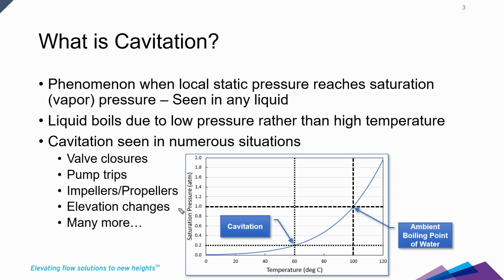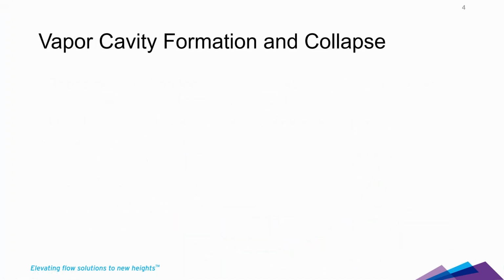You're also very likely to encounter cavitation at high elevation points. So you want to make sure you check your high elevation areas in transient analysis to make sure your pressures are above vapor pressure. So these are just some of the examples and situations where you can run into cavitating behavior in your system. So what does this vapor cavity formation and collapse look like?